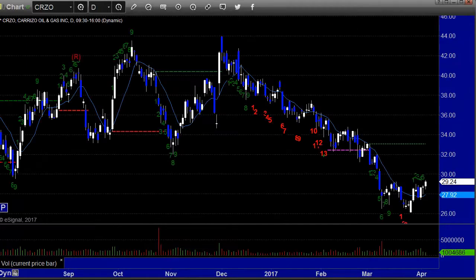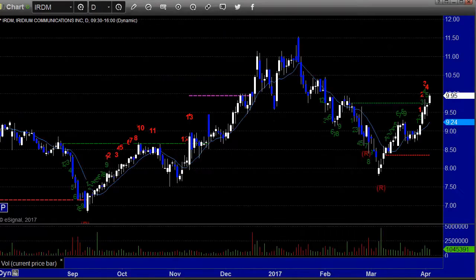CRZO, another one. So here's an example I want to show you of a buy signal. You can see the red 13, as it descended in December and January. We got the signal in late January for a buy, and it did not work. The stock did not go up from there at all. In fact, it proceeded lower within a couple weeks, but never even really bounced enough to suggest an exhaustion.